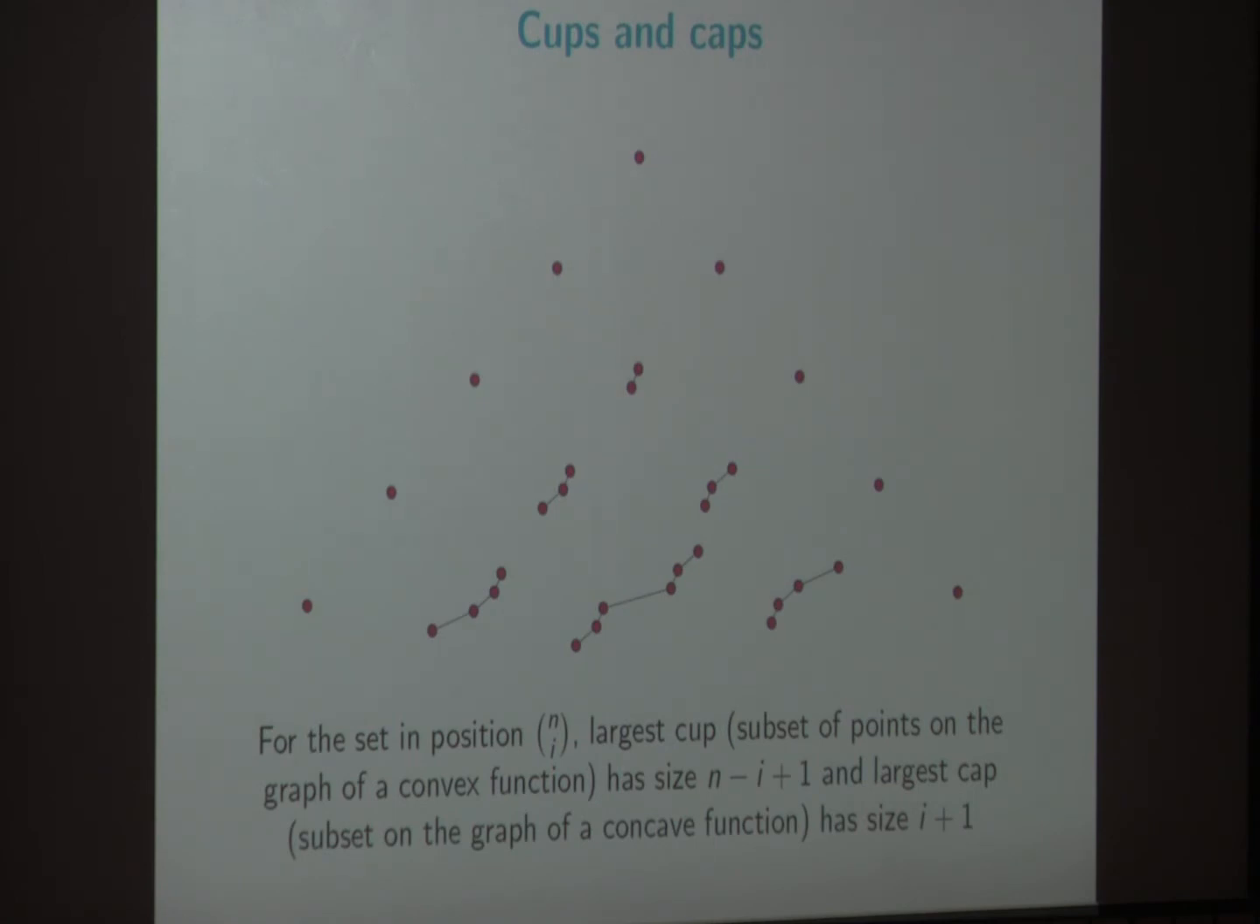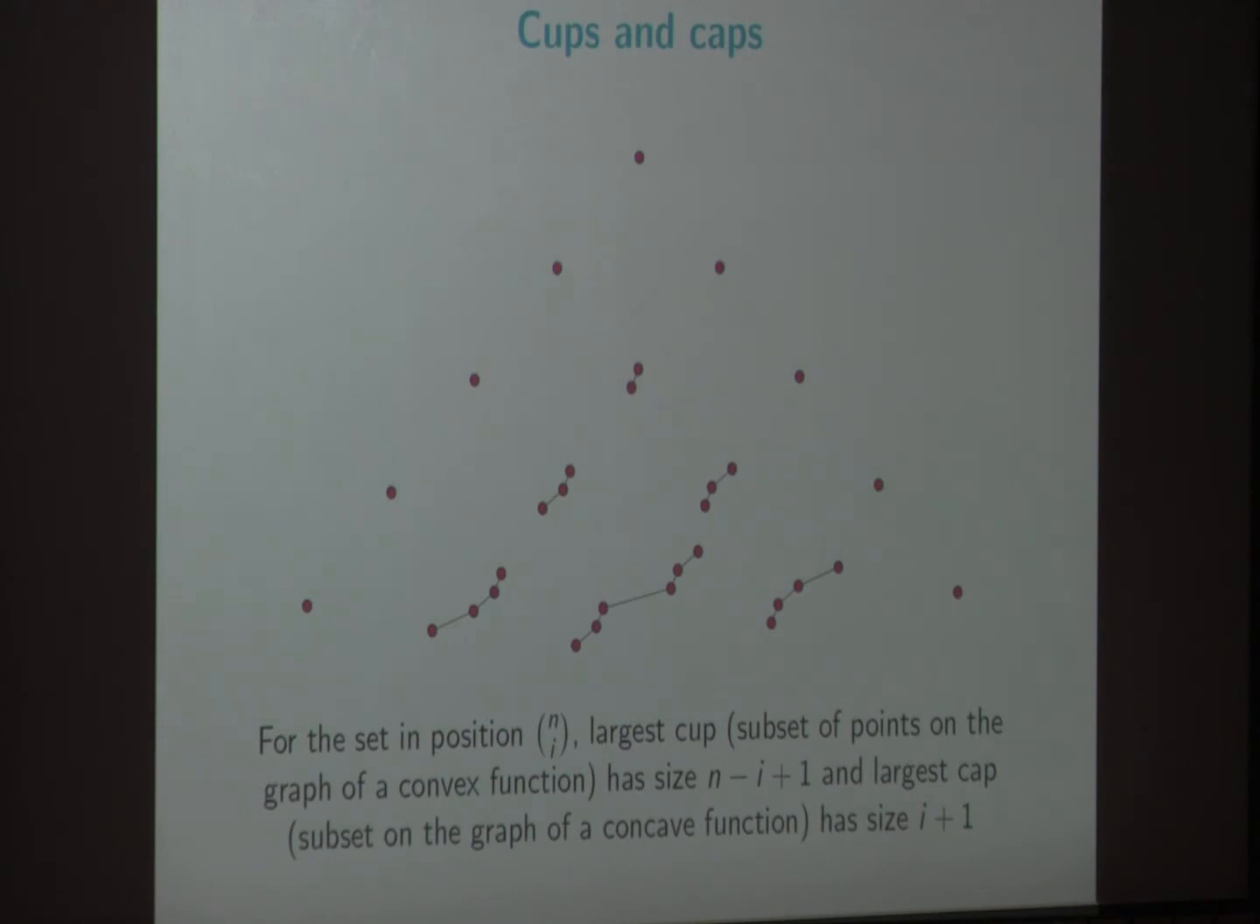And if you look at the set in position n choose i in this Pascal's triangle, the set in the ith position from the left in the nth row of the triangle, where in both cases you start counting from 0, then the largest cup in that has this nice size n minus i plus 1, and the largest cap has size i plus 1. So down this left diagonal, there are big cups, but no big caps. The biggest cap in that diagonal has size 2, but the biggest cup has size n. And then the same on the right, and it's intermediate in the middle.